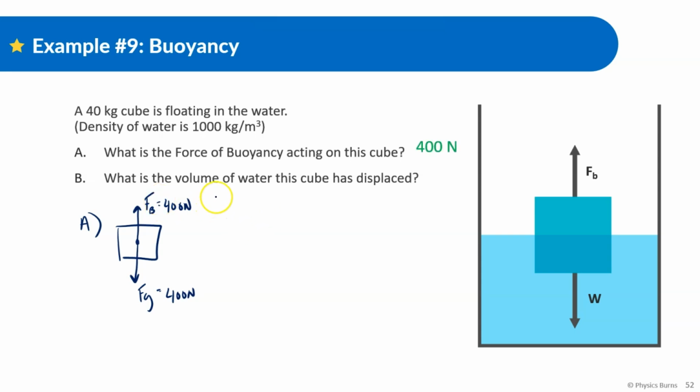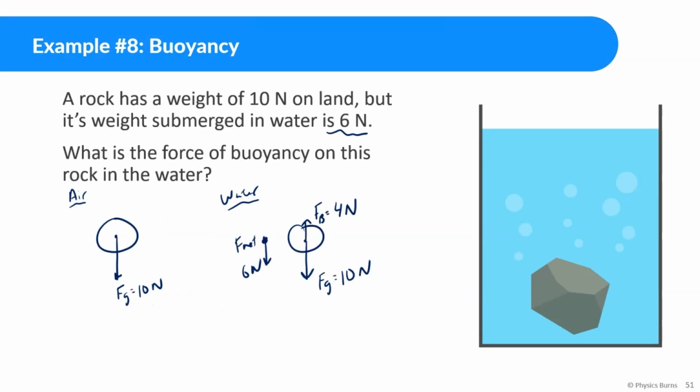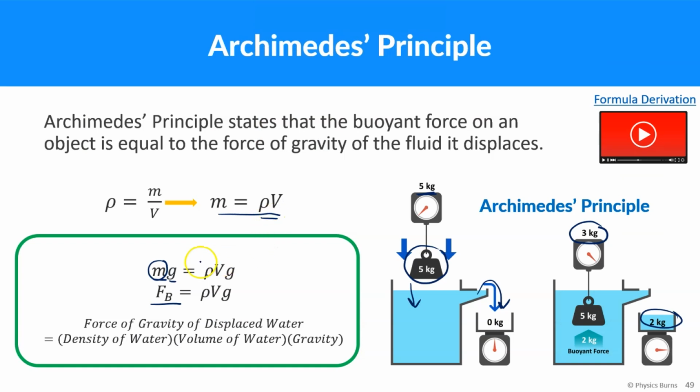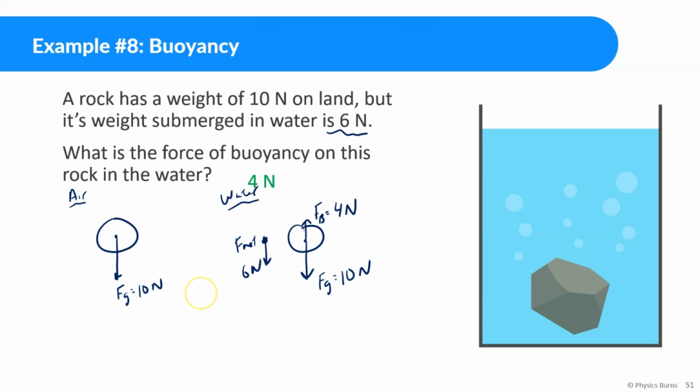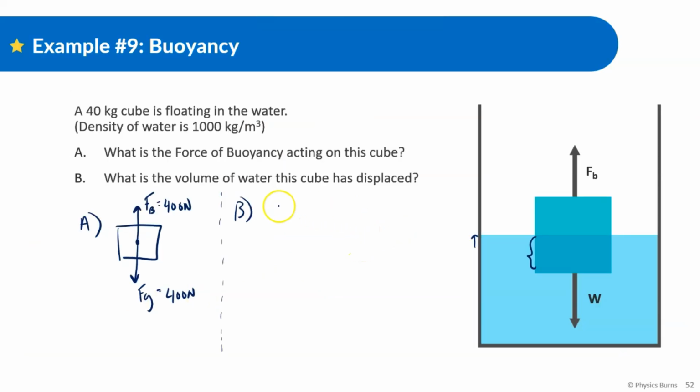Okay, so a little bit more confusing here. Part B is, what is the volume of water this cube has displaced? So we know when this comes in, the water level is going to rise, and we want to know the volume of it rising. So we're going to go back a bit and look at the formula. We can see that the force of buoyancy is equal to the density times the volume times gravity. So force of buoyancy is equal to density, volume, and gravity.